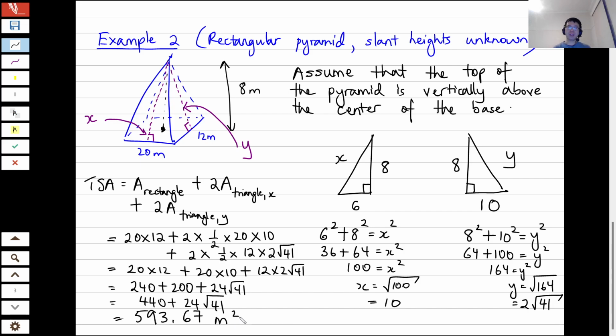And again, the number isn't as important as the process that we went through. So really, this step demonstrates your understanding. You're finding the area of a rectangle, the triangle with slant height x, and the triangle with slant height y. When you do the textbook work, you will also deal with triangular pyramids. And in general, the strategy is the same. If you need an unknown slant height, or you need something that's not given to you, it's likely that you will need to use Pythagoras' theorem.